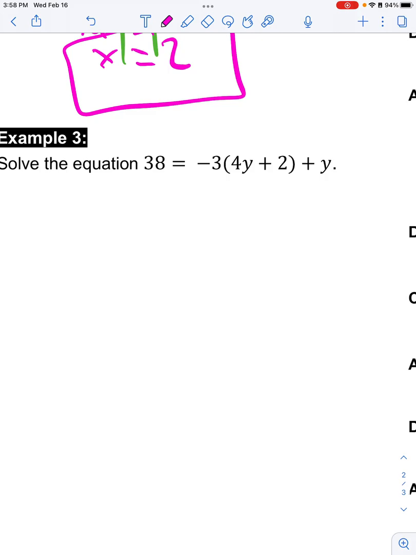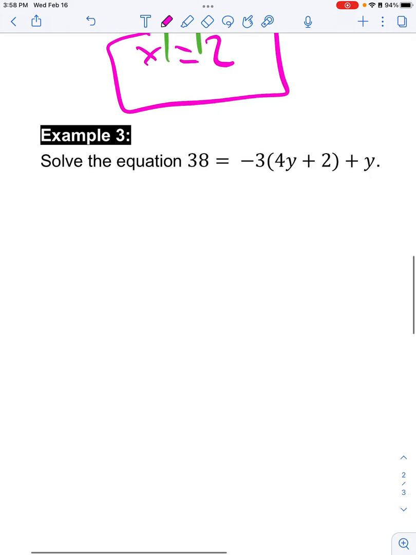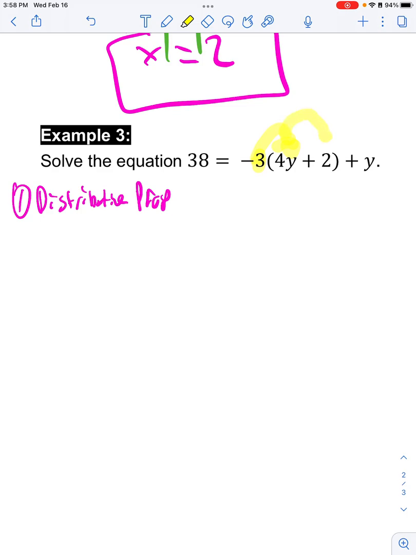Last but certainly not least, oh my goodness, we've got our equation on the other side. That's okay. The first step we're going to do is the distributive property. So I'm going to take this negative 3 and multiply it here and multiply it here. Only multiply what's inside of your parentheses. If it's outside of your parentheses, you don't need it.